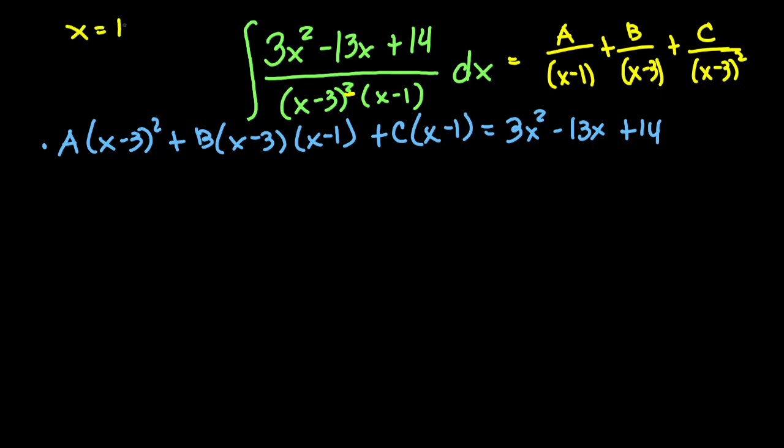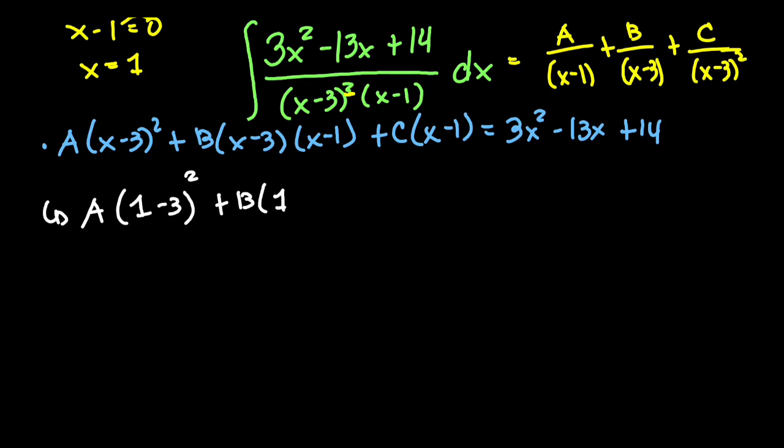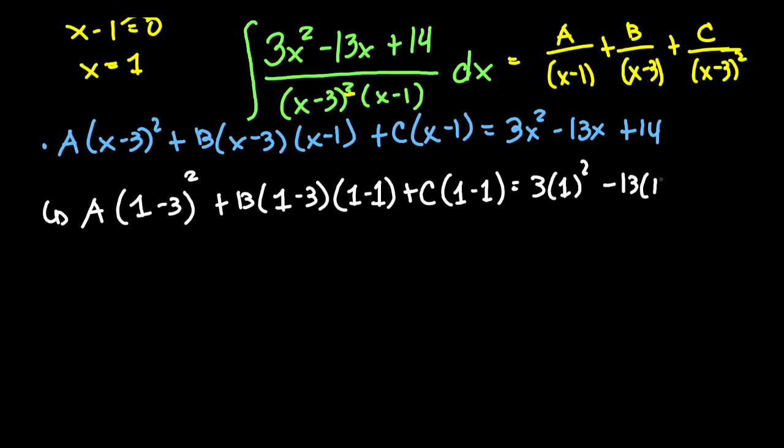So x minus 1, let's equate this to 0. And so transposing 1 to the other side, we have x equal to 1. And so we need to substitute all x values here as 1. So this would be a multiplied by 1 minus 3 squared plus b multiplied by 1 minus 3 multiplied by 1 minus 1. And the rest, x minus 1 would be 1 minus 1, equal to 3 multiplied by 1 squared minus 13 times 1 plus 14.